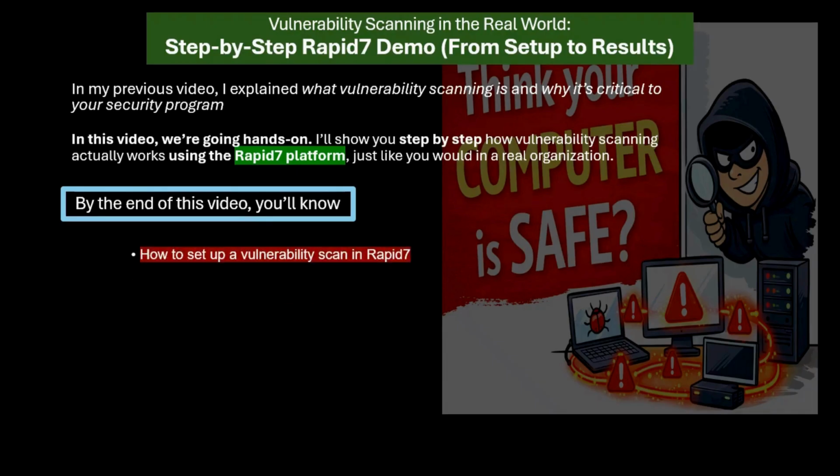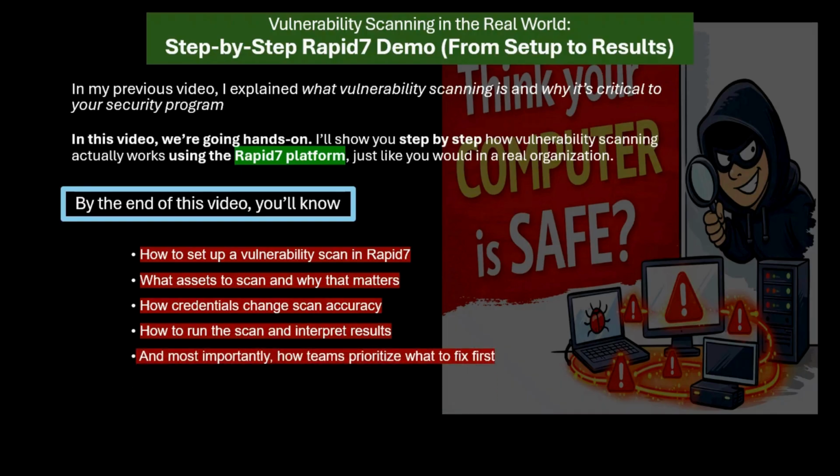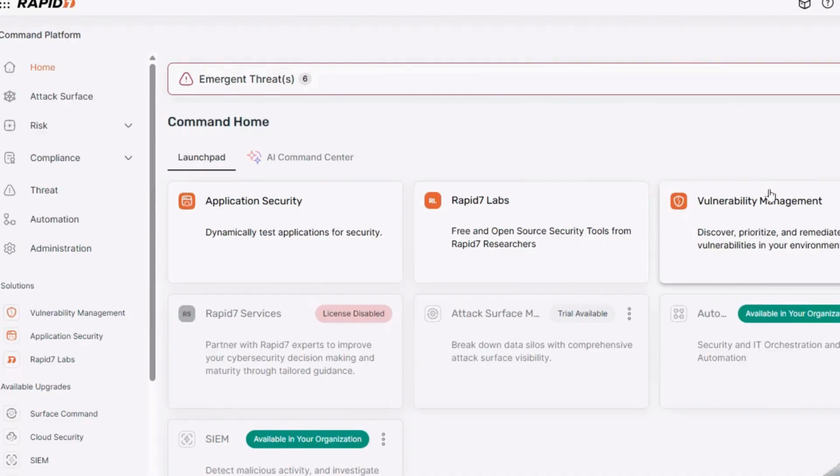By the end of this video, you will know the following: how to set up a vulnerability scan in Rapid7, what assets to scan and why that matters, how credentials change scan accuracy, how to run a scan and interpret results, and most importantly, how teams prioritize what to fix first. Let's jump straight into the Rapid7 console and walk through this together.